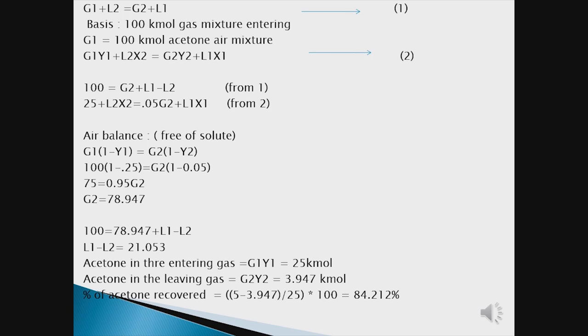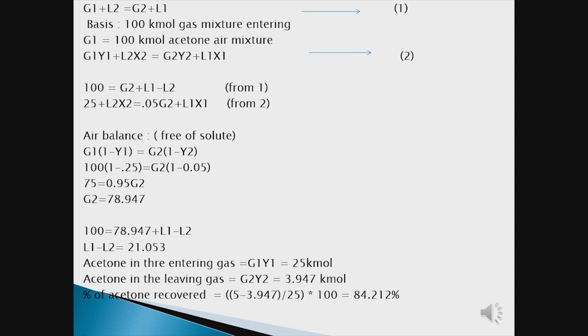Now here we are taking the balance on the air, on the solute-free basis. The data is not sufficient for taking the solute basis, so we are taking it on the solute-free basis. That is G1 into 1 minus Y1 equal to G2 into 1 minus Y2. In this balance, we can see that the material balance is based on the solute-free gas, not on the solute. So G1 into 1 minus Y1 equal to G2 into 1 minus Y2.